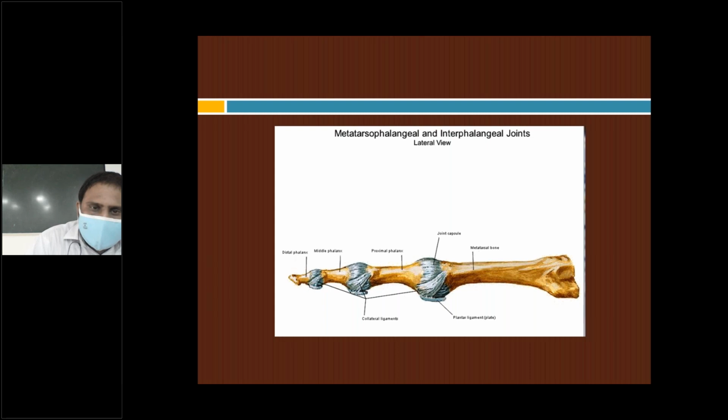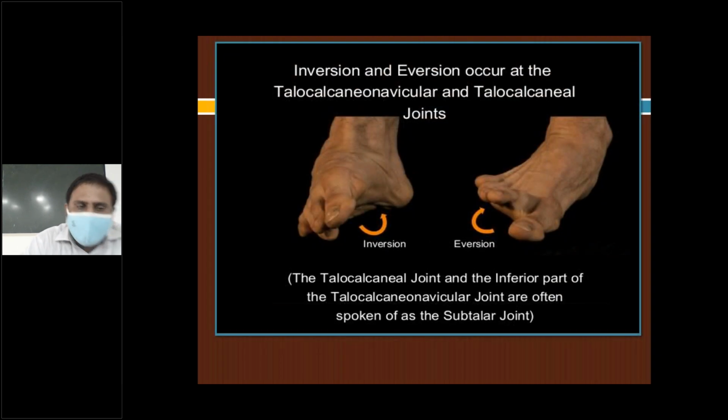Then the metatarsophalangeal and interphalangeal joints. Let's discuss the movements: inversion and eversion. These occur at the talocalcaneonavicular and subtalar joints. These are the movements, inversion and eversion, of these joints.